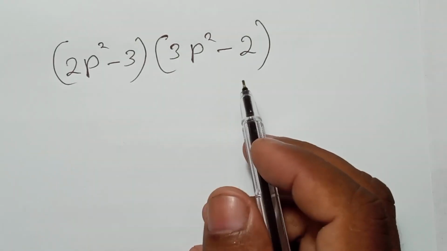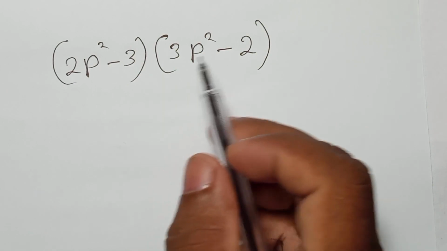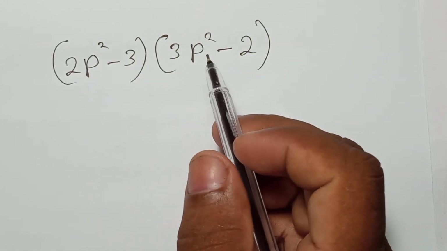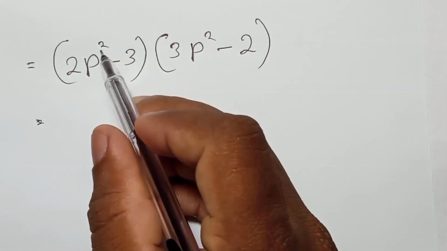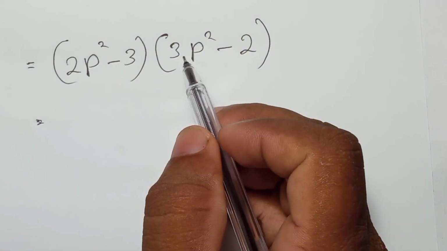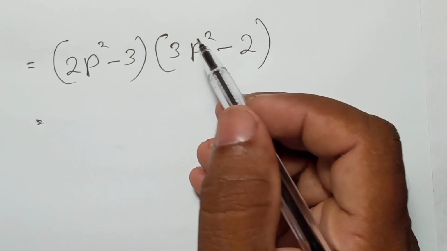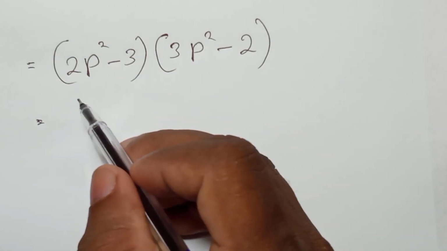Okay, now how to do this one, right? This is again a very simple one. When we have two brackets, how to multiply, right? We have learned that. Easy thing, right? And now the only thing here is that we have an index: here p to the power 2, here also p to the power 2, p square.